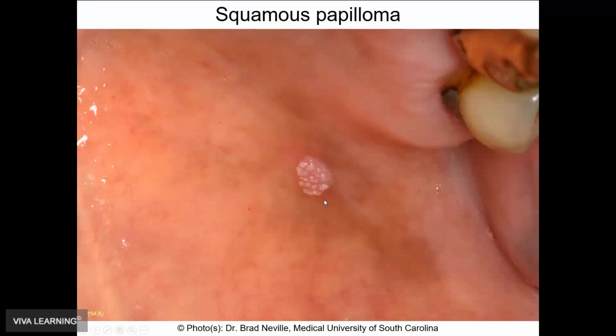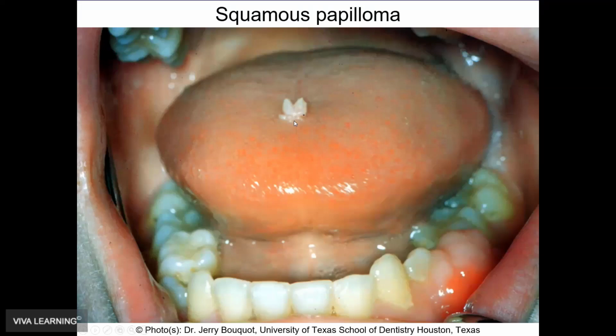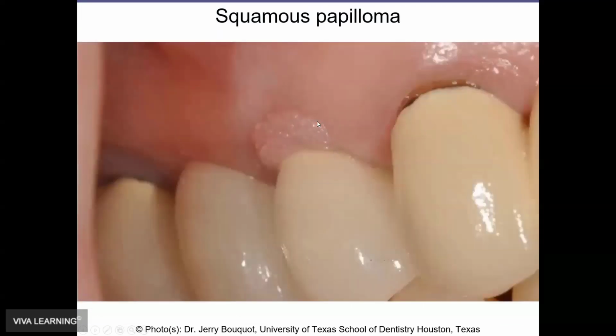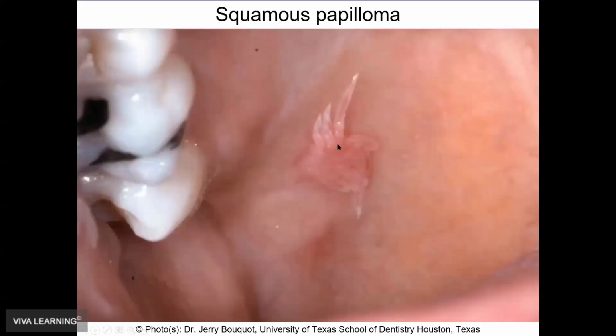So here's a squamous papilloma. I'm going to give you several examples. So these are often pedunculated. They might be pebbly in architecture, or they might have these sort of frond-like wisps. So this is pretty classic.